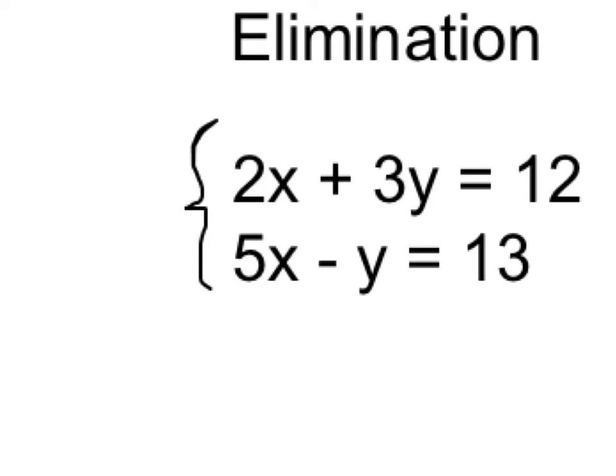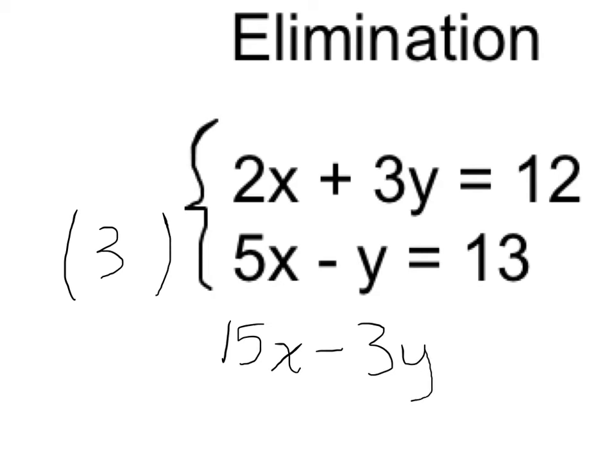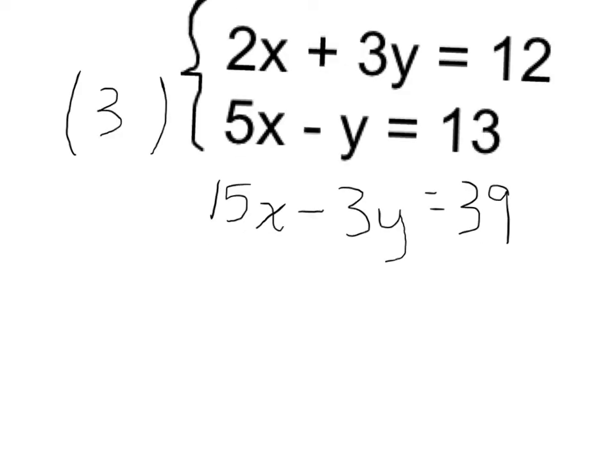An example of elimination is this system of linear equations. Since it's already in standard form, all you have to do is multiply the second equation by 3 to get negative 3y. So that would give you 15x minus 3y equals 39. To be more neat, you could rewrite the first equation.